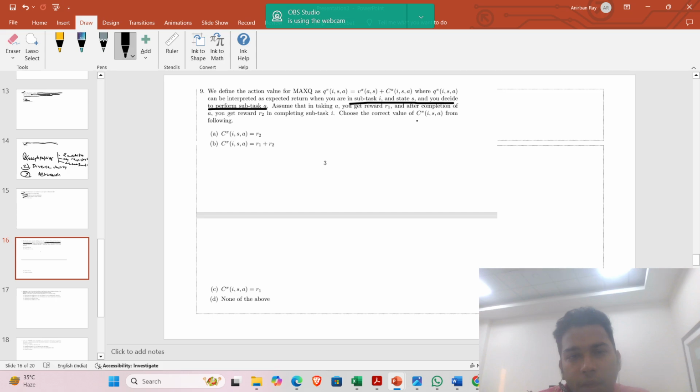For this formulation, you're starting with subtask i and finishing with subtask a. The reward you get for finishing subtask i is R2, so that is this one. This is the transition completion reward that you get, and this is the answer. Any doubt on this?